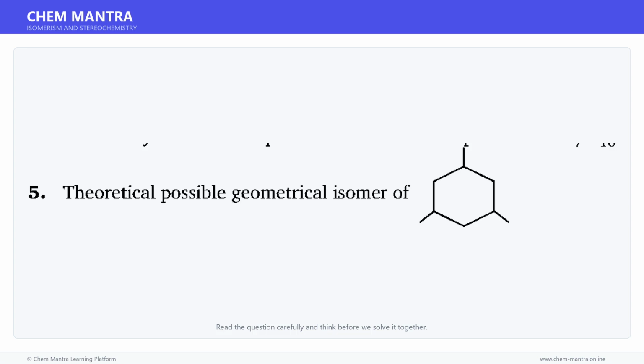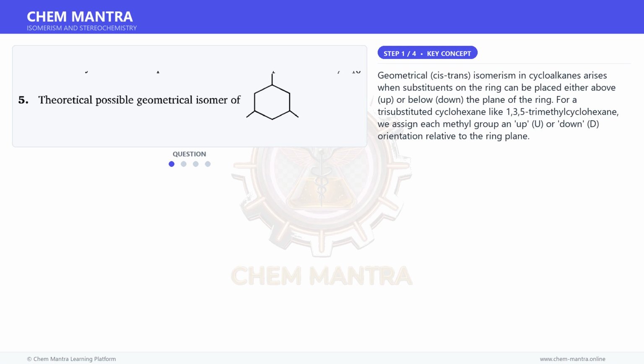Here is a numerical type question. Work through the numbers carefully. Let us solve it step by step. Let us first understand the key concept here.